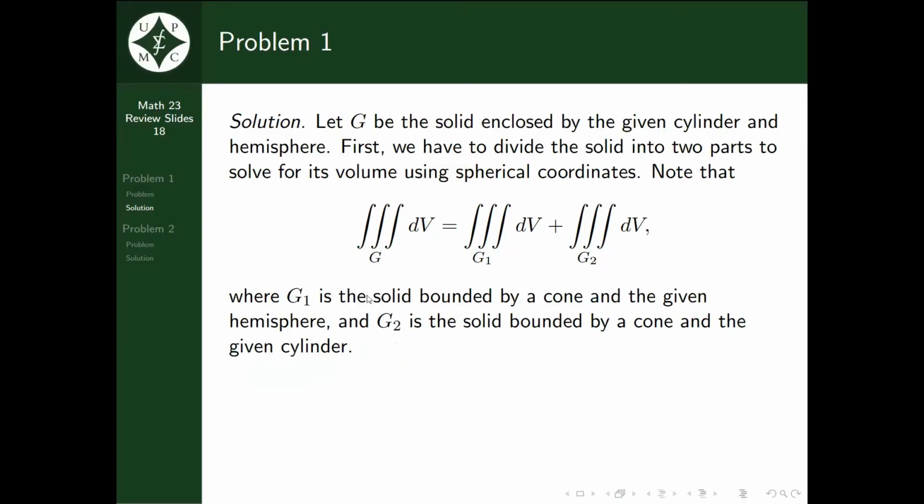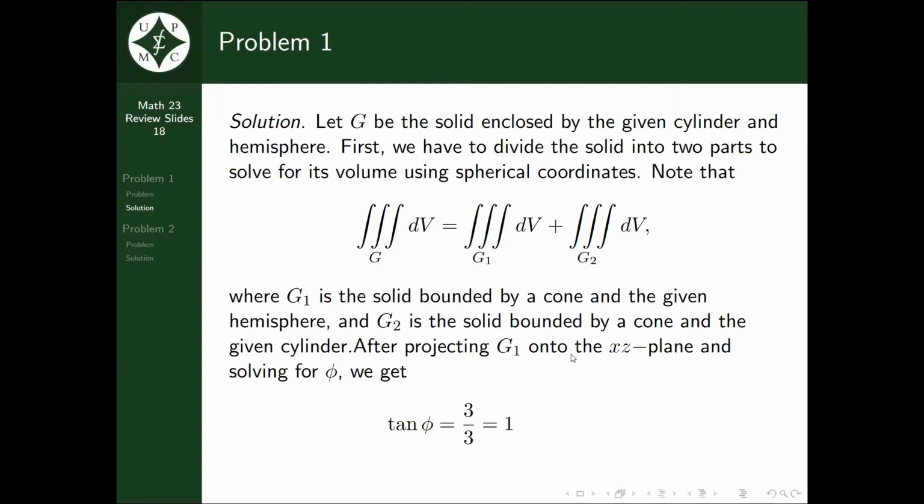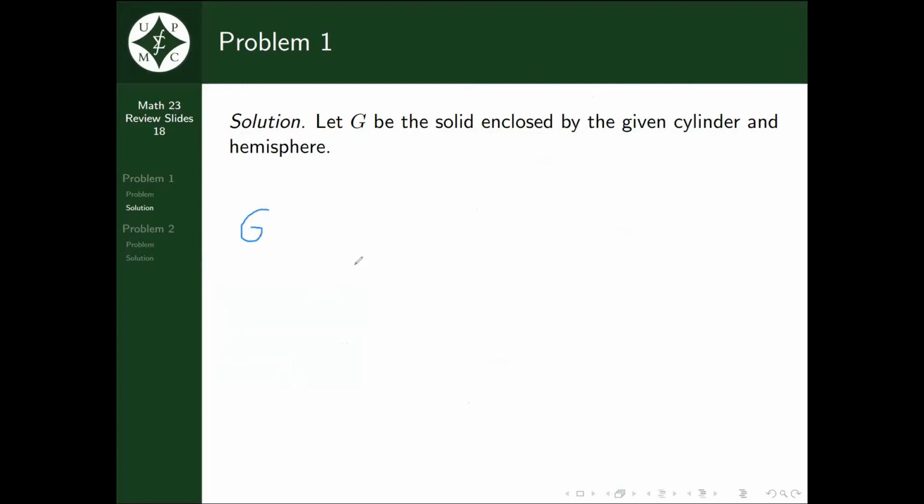So we now have to proceed by finding the bounds for rho, theta, and phi for both G1 and G2. The next step in this slide is to project G1 onto the XZ plane to get phi. Let me show you guys how that would work. So let's say we have G. And then this light blue is G1. And let's let, oh wait.